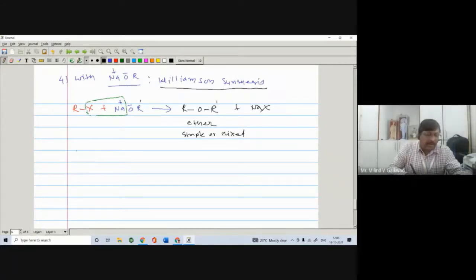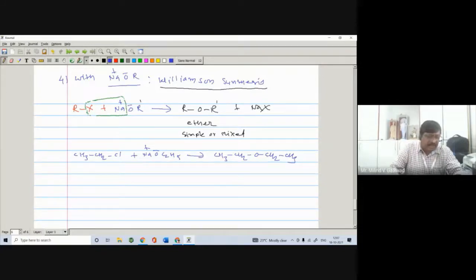So for example, suppose you take CH3CH2Cl reacting with sodium ethoxide, Na plus O minus C2H5. Both are the same, so you get diethyl ether as a product.